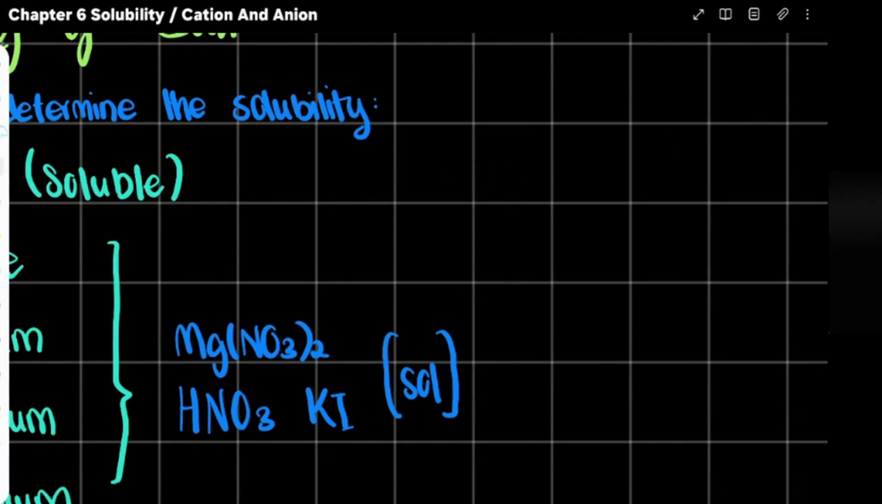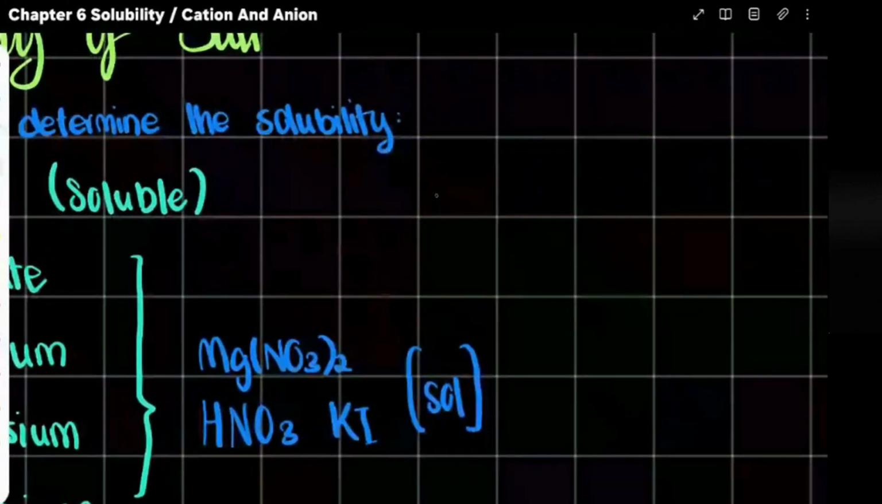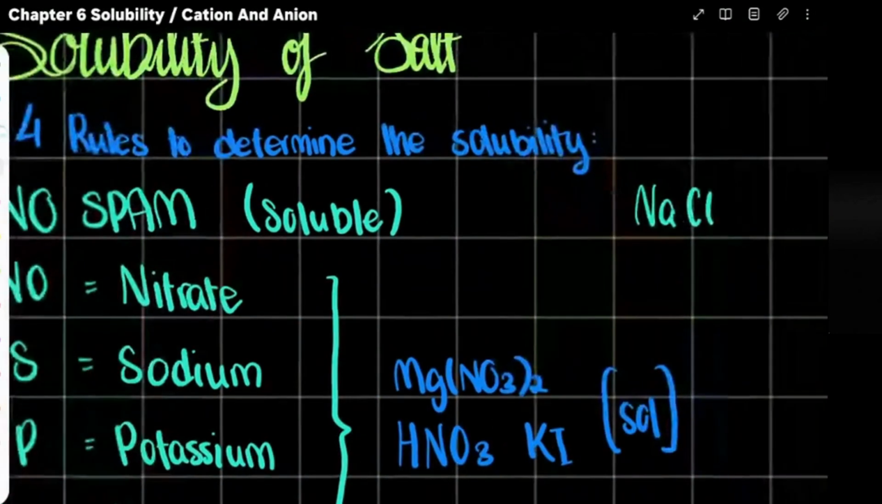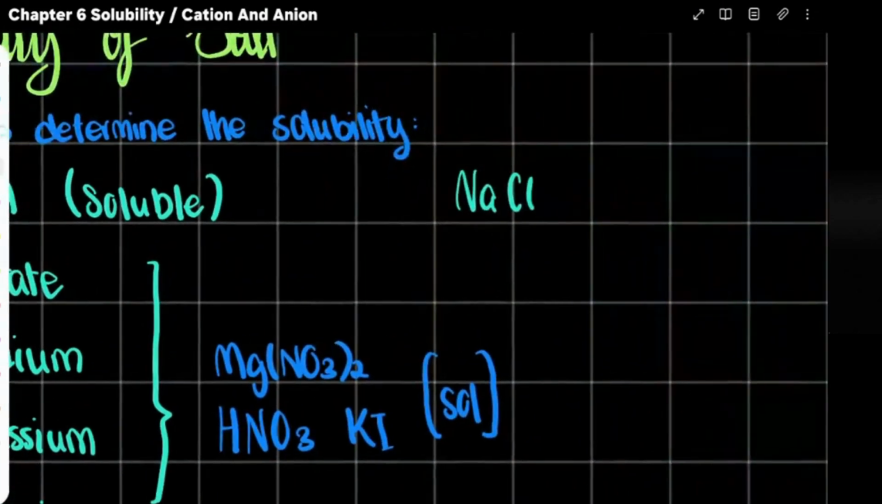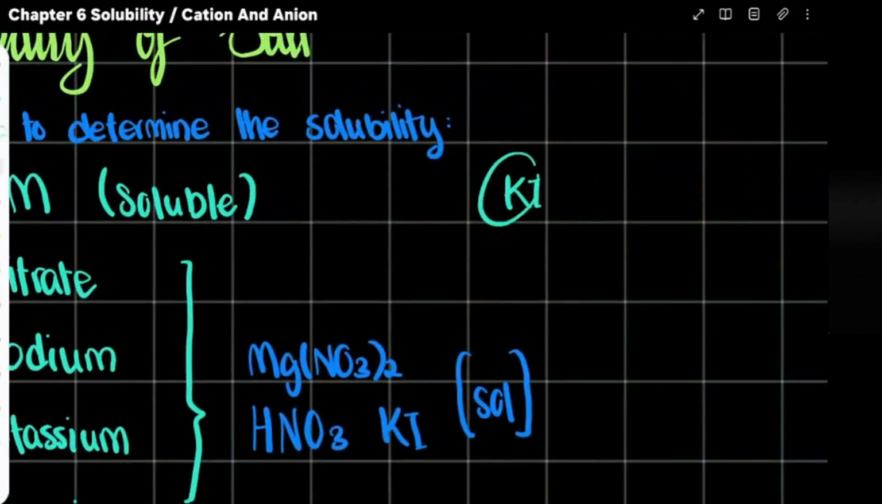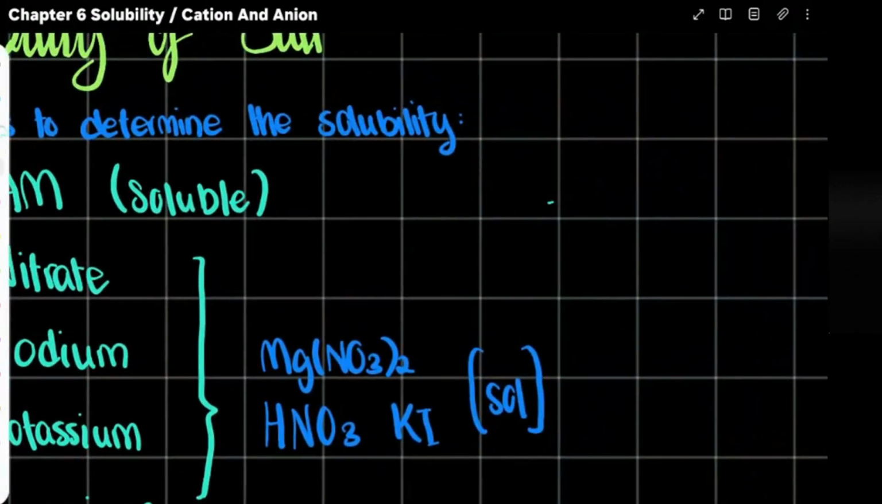Let's use sodium now. Sodium is Na. And then NaCl, is it NO SPAM? Yes, because sodium. Now potassium, K. Let's use KI, potassium iodide. Potassium iodide is soluble or not? Soluble lah. You know why? Because NO SPAM. So, you understand?